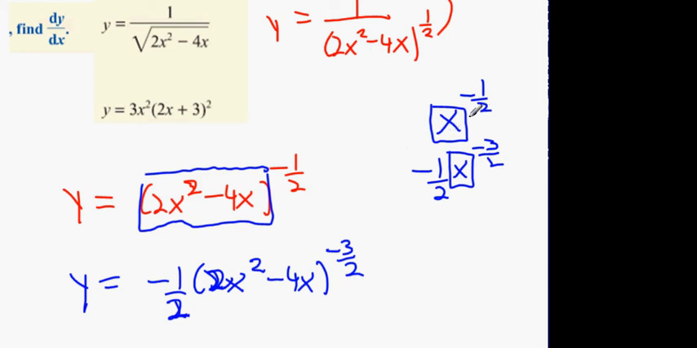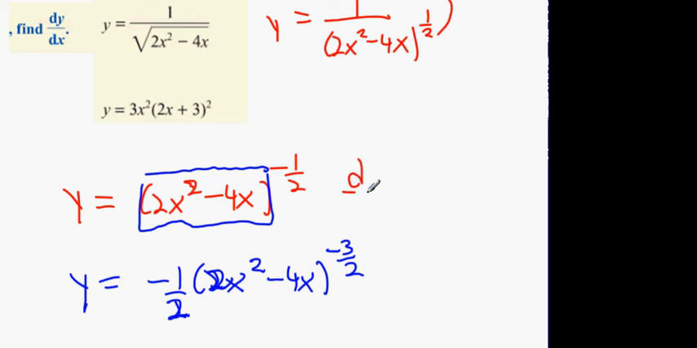When you differentiate this, you also differentiate what's in the box. Now, the reason why it doesn't turn up for this one is when you differentiate x, what do you get? 1. That's why it doesn't make a difference, and that's why we don't do it. But in this case, when you differentiate what's in the box, it's going to be 4x minus 4. Okay? So we're going to get 4x minus 4.